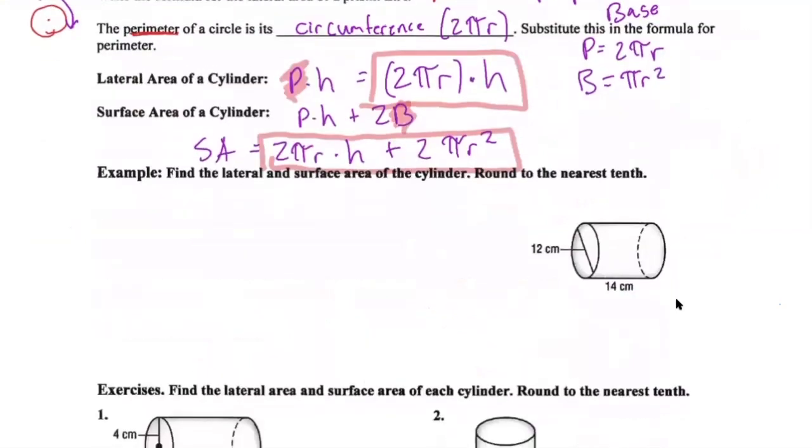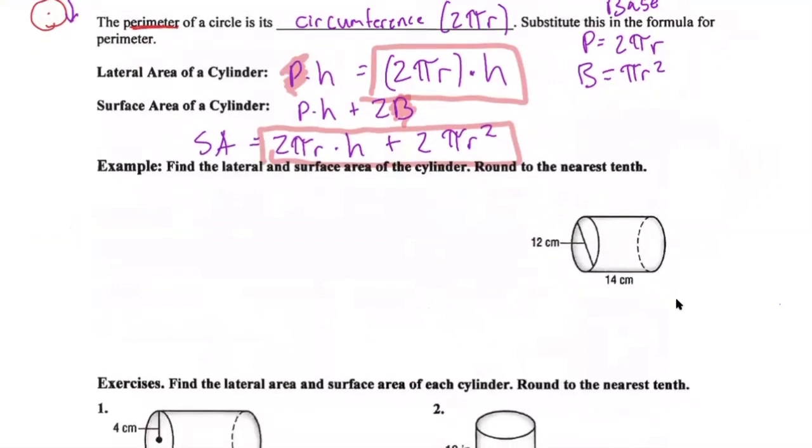Okay, so I'm going to do one quick example here. Find the surface area of the cylinder. So again, just write out our formulas. So lateral area is perimeter times height. I'm just showing all my work. So show the amount of work you need to show.